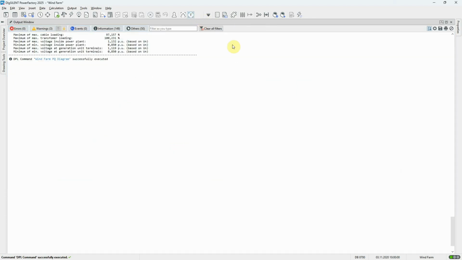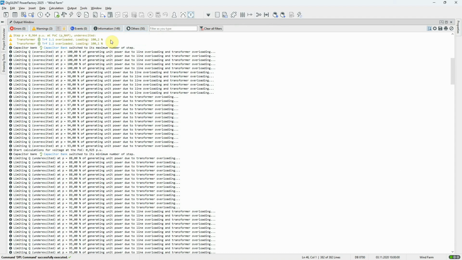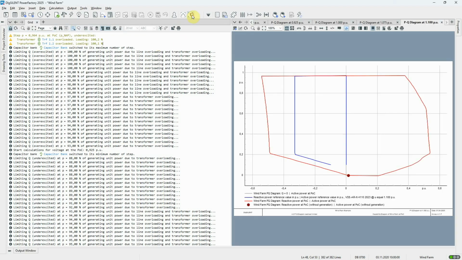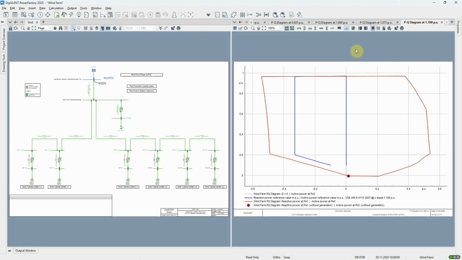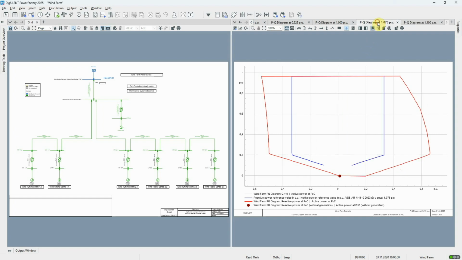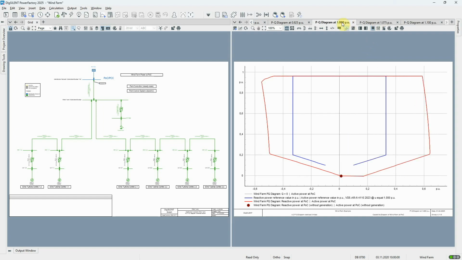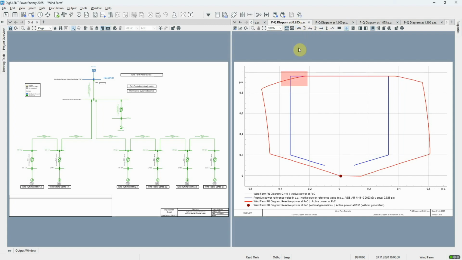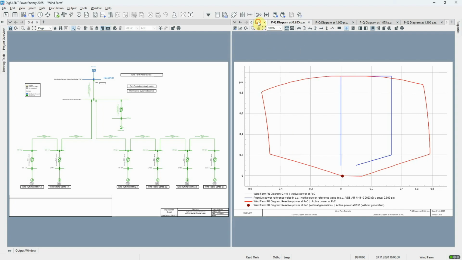Looking first at the output window, we can see that there are now only 2 overload warnings, and the overloads are marginal. The information messages indicate how the reactive power is being limited. Let's now look at the PQ diagrams. At higher voltages, the outcomes are still fine. However, at lower voltages, the wind park fails to completely meet the requirements due to the limitation on the reactive power output. These assessments indicate that the design of the wind park components may need some change.